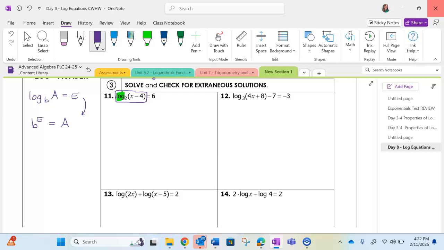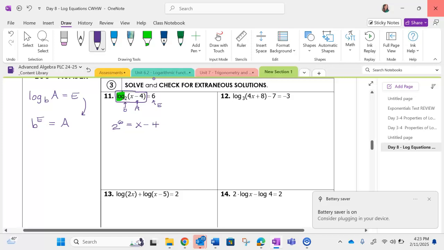Okay? So once I do that, I'm going to identify 2 as the base. This whole thing here is the argument. And this, the 6, is the exponent. So now I'm going to change forms. So it's 2 to the 6th power equals x minus 4. Base exponent equals argument. Okay?